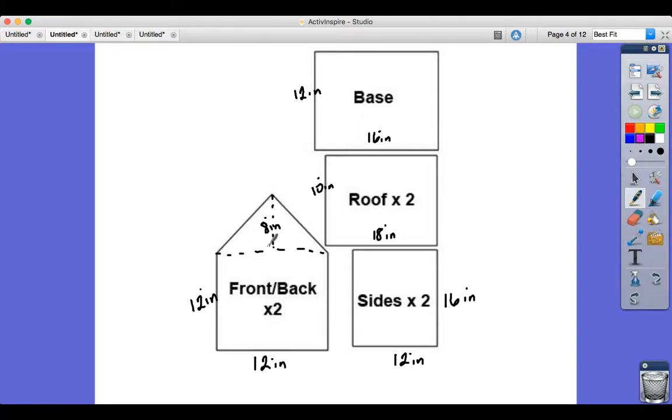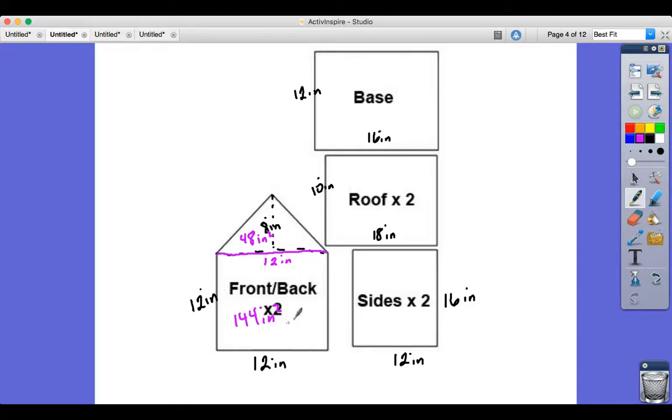For this part right here, this square on the bottom, 12 times 12, the area is the base times the height. That's 144 inches squared. And then the triangle on top, because remember we break it up, had a base of 12 inches. So base times height divided by 2. 12 times 8 is 96, divided by 2 is 48 inches squared.